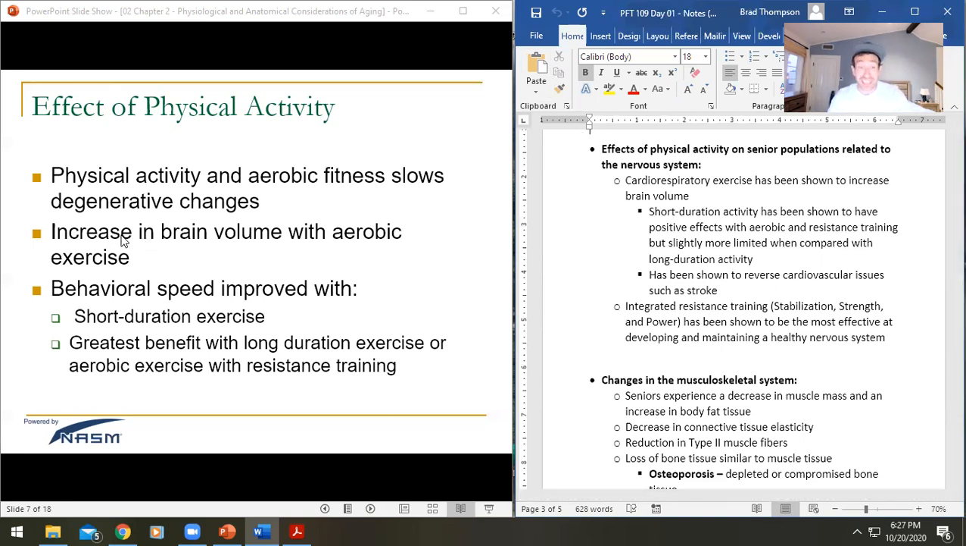We are going to see an increase in brain volume, especially with aerobic exercise. I remember mentioning it in the youth class, but there is something special about aerobic training. It is very, very good for your brain. It has very, very positive effects in the brain. So cardiorespiratory exercise, especially with your senior clients, has actually been shown to increase brain volume, which is awesome.